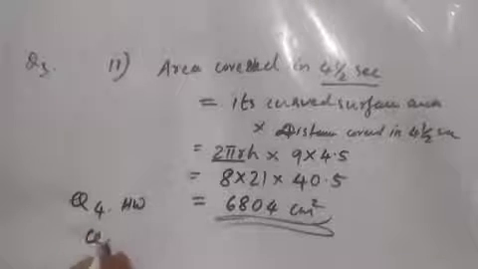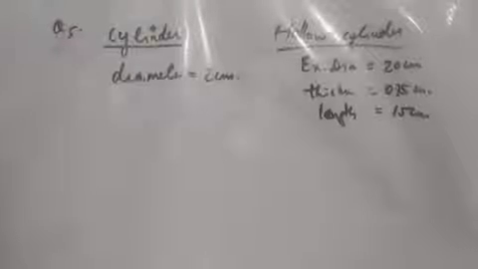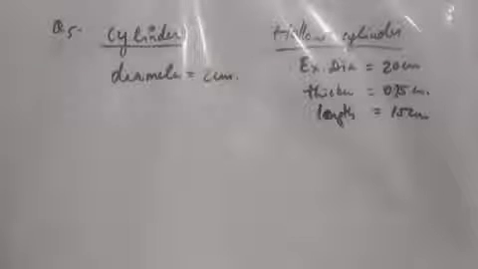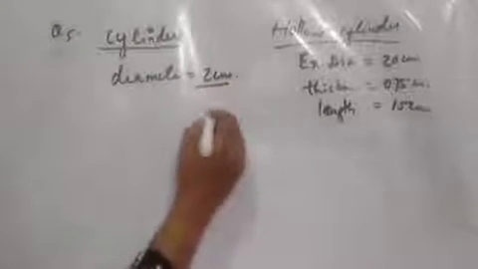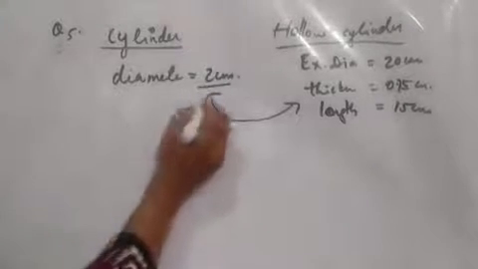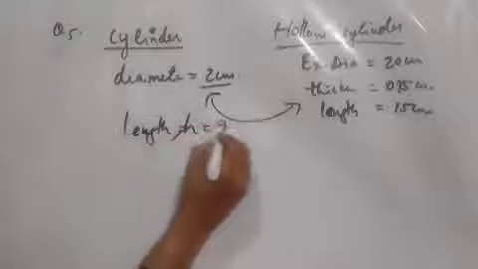Next we can solve question 5. In this question, a cylinder of diameter 2 centimeter must be taken and recast into a hollow cylinder of external diameter 20 centimeter, thickness 0.25 centimeter and 15 centimeter long. So you have to calculate the length of the cylinder. The diameter of the cylinder is given. It is melted and recast into another shape, that is a hollow cylinder, and what is the height of the cylinder is the question.